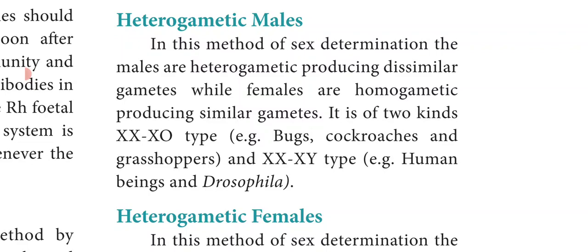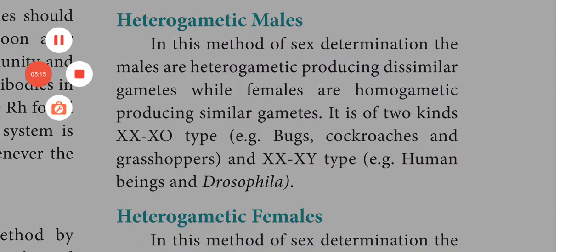Again, the heterogametic males are of two kinds. One is called the XX-XO type, for example bugs, cockroaches and grasshoppers, and the other is the XX-XY type, for example human beings and Drosophila.